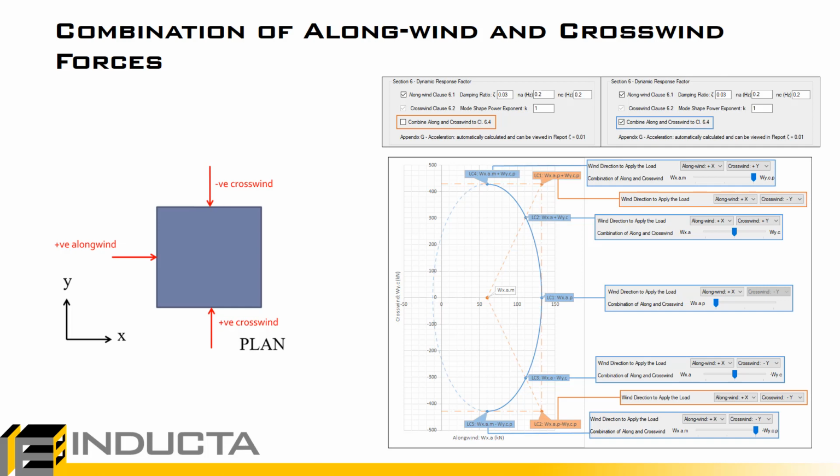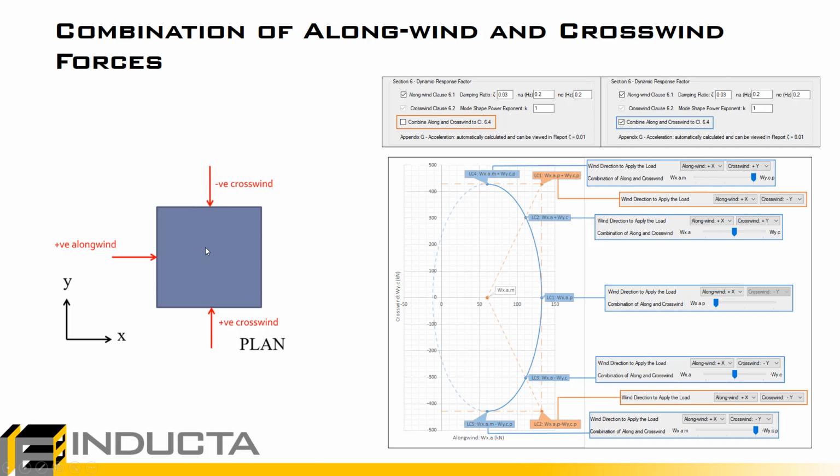We'll talk about this particular slide in a bit of detail, and this is also explained in the manual. These screenshots are from the manual as well. What we're looking at here is, again, our building in plan. We're looking at the positive X along wind direction hitting our building. Then we have negative crosswind and positive crosswind.